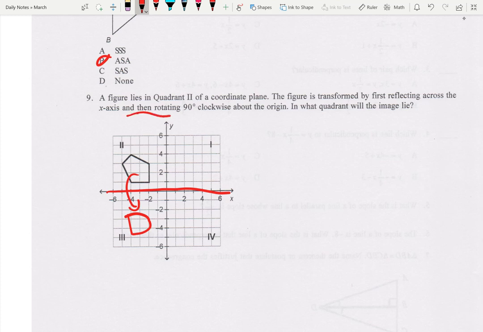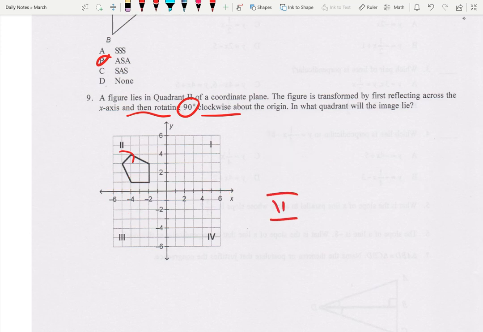And then it's rotated 90 degrees clockwise. So clockwise, remember, is this form. So if it goes 90 degrees clockwise, then it's going to make one turn this direction. What quadrant will it be in? Well, if it does that, it will end up back in quadrant 2.